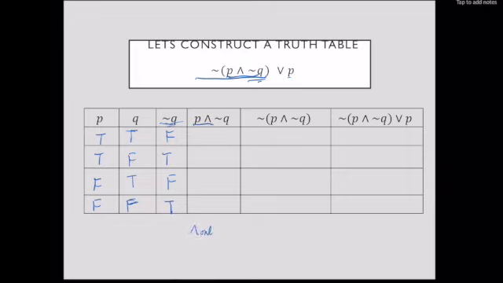The next thing I need to know is not P and not Q. So this is going to be the opposite of this column. So I'm going to take the negation. Instead of false, I'm going to have true. Instead of true, I'm going to have false. Instead of false, I'm going to have true. Instead of false, I'm going to have true. Now I have my final compound statement. I have not P and not Q or P. And remember, or is true as long as one or the other is true.